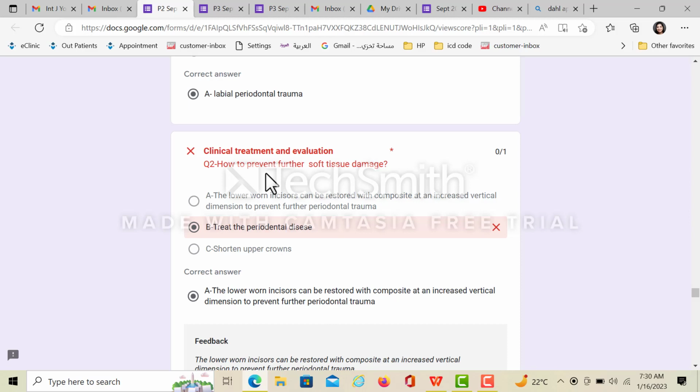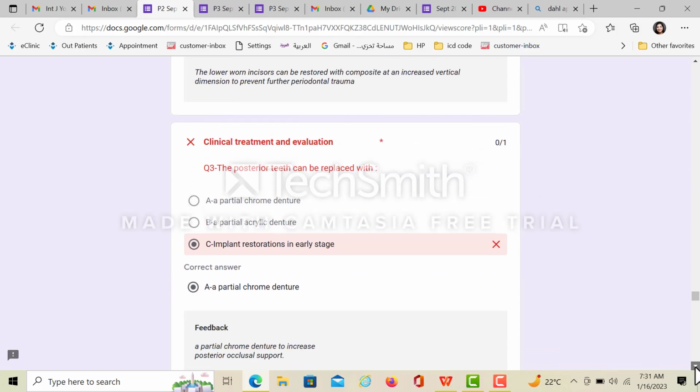So, how will you prevent it? Well, you will prevent it by restoring the tooth with the composite and increasing the vertical dimension to prevent further periodontal trauma. You cannot shorten the upper crown. That would be like drilling the tooth and making it short for no reason, because again it would keep hitting and hitting unless you correct the vertical dimension of occlusion.